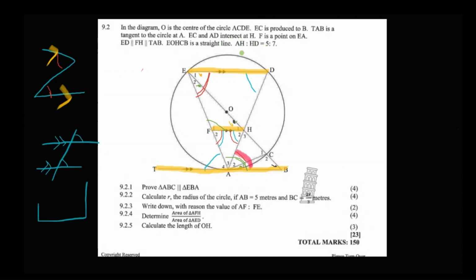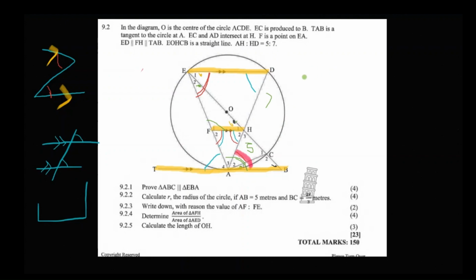They've given us a ratio. They tell us that AH to HD is 5 to 7. So AH to HD is 5 to 7, so we're going to label that as 5 to 7. And please remember, guys, this is your ratio. You need to understand what a ratio is.